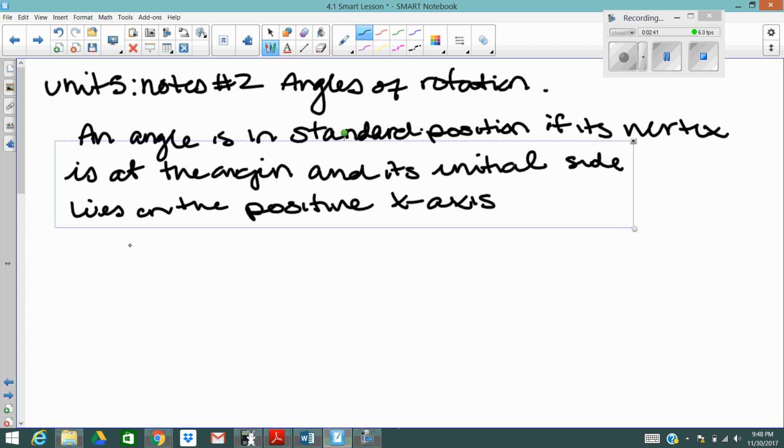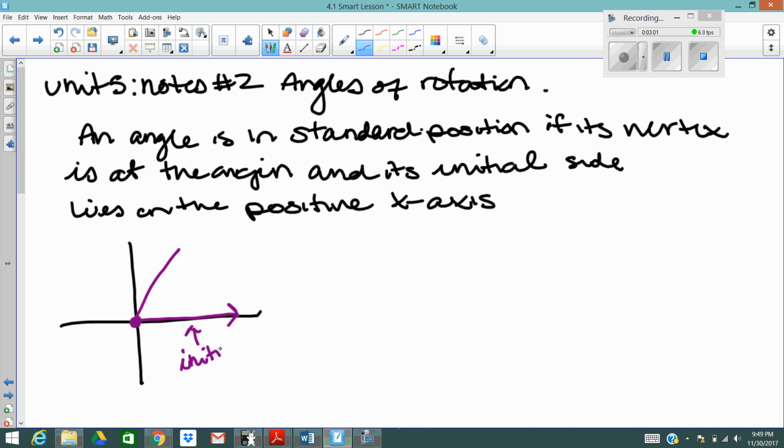So if we draw a picture of our x and y axis, an angle is in standard position when its vertex is at the origin and its initial side is the positive x-axis. So that would be an angle graphed in standard position.